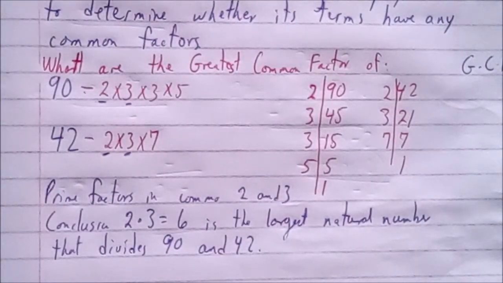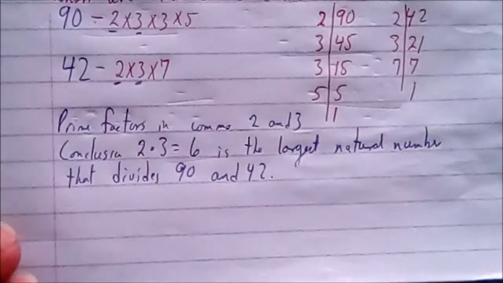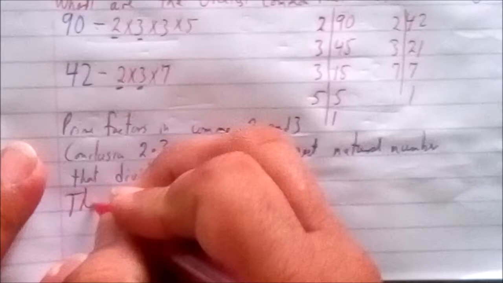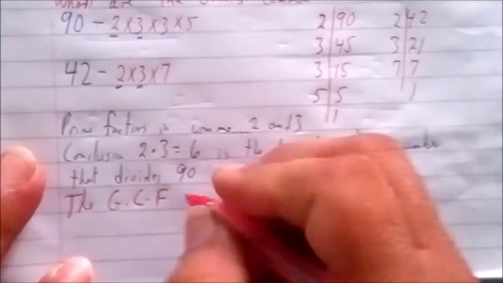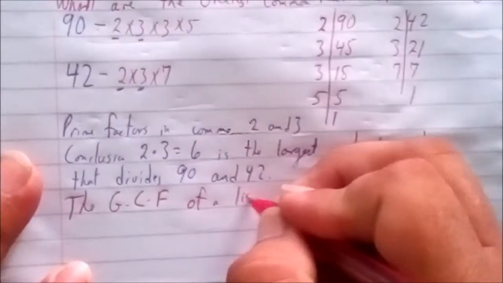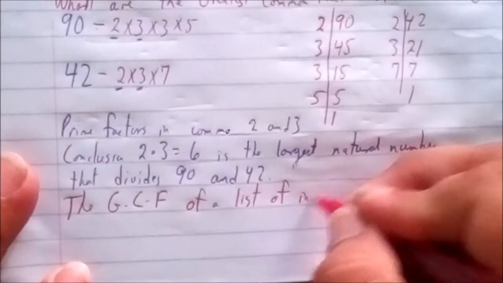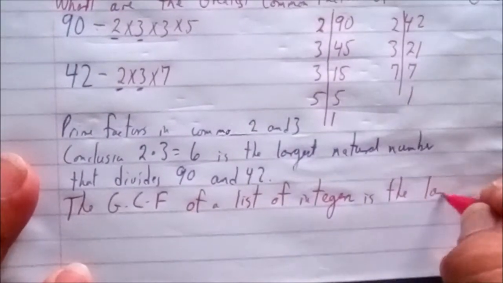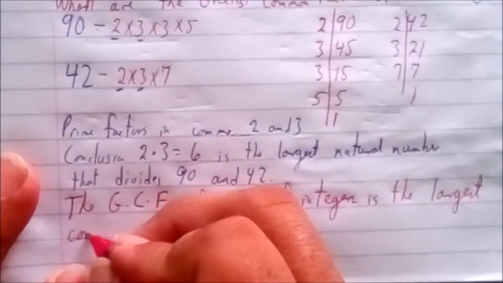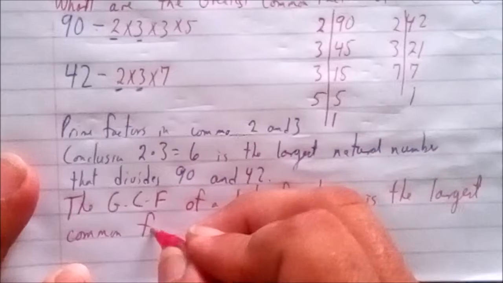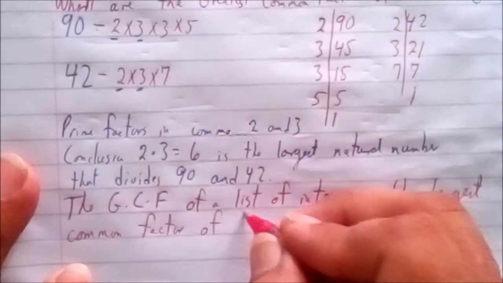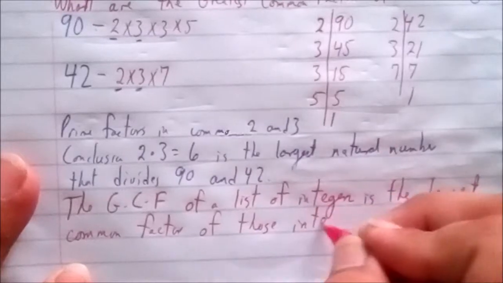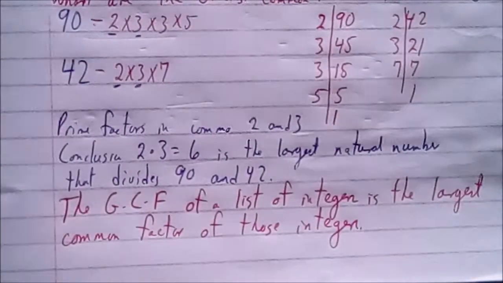Okay, so let me give you a next one. So what is the greatest common factor by definition? So here it goes. The greatest common factor of a list of integers, okay, is the largest common factor of those integers. Okay, so that's what it means.